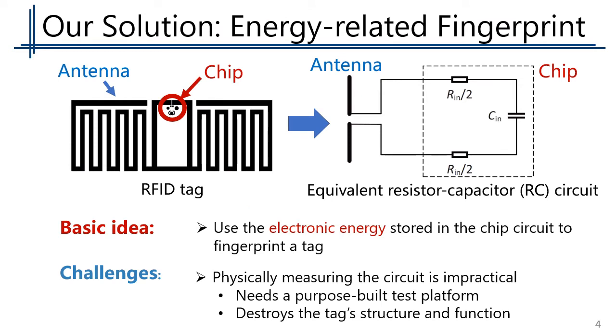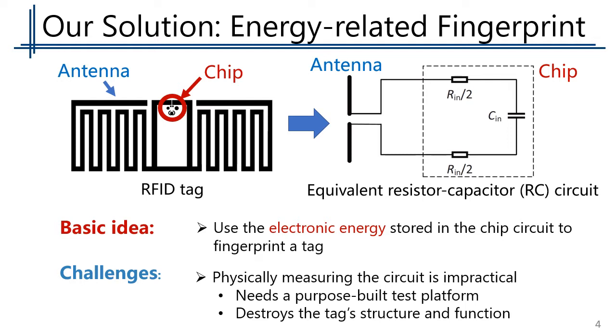In this paper, we propose a energy-related fingerprint called Energyprint to authenticate passive tags. Generally, a tag has two components, the chip and the antenna. It's equivalent to an RC circuit, which is shown in the right figure.